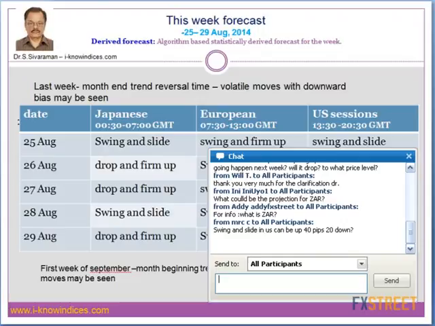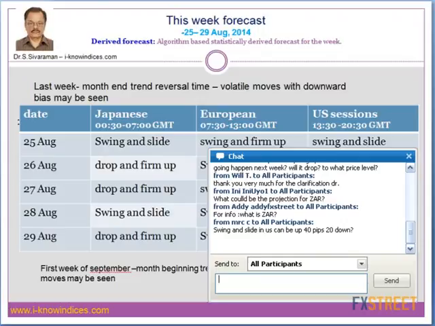Then the question: MRC swing and slide in the US session can be up to 40 pips? Yeah, it will be around 30, 40 pips, because nowadays they are not making 100 pip moves. Probably during trend reversal time they are likely to make it, but we have to keep our fingers crossed and see how they are going to do it.